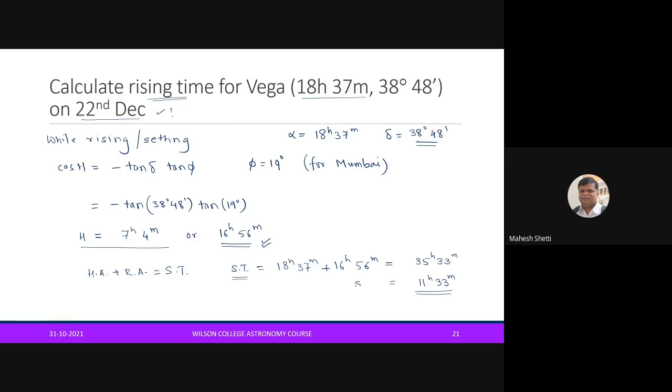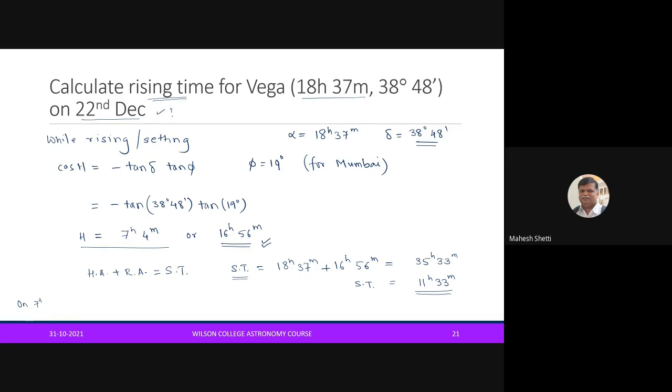So when Vega is going to rise, that doesn't tell me the clock time. Now I have to look at 22nd December. On 22nd December, at what clock time will the sidereal time be this much? That is what we have to bother about. And that is where one quick calculation comes in, which we have learned during our course.